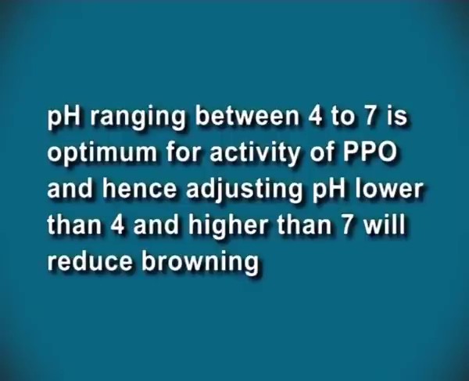pH. The optimum pH of PPO activity varies widely over the type of enzyme and the substrate. pH ranging between 4 to 7 is optimum for activity of PPO, and hence adjusting pH lower than 4 and higher than 7 will reduce browning.